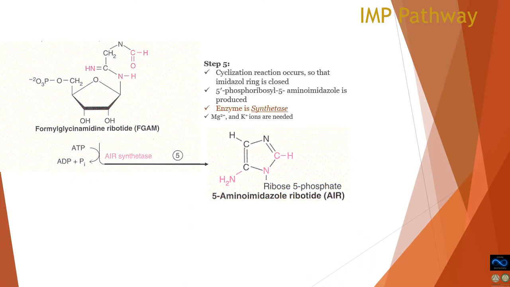In the fifth reaction of the IMP pathway, the first closure of the ring happens. The closure of the ring, as you can see in the picture, is the imidazole ring, which is closed here with the help of a synthetase enzyme that requires magnesium and potassium ions for its function. It utilizes energy from ATP, hydrolyzing it to ADP, and this energy helps in the closure of the ring and forms the first ring of the purine, the imidazole ring.